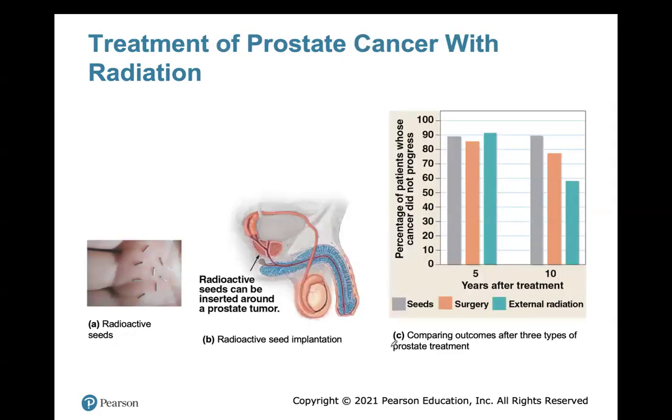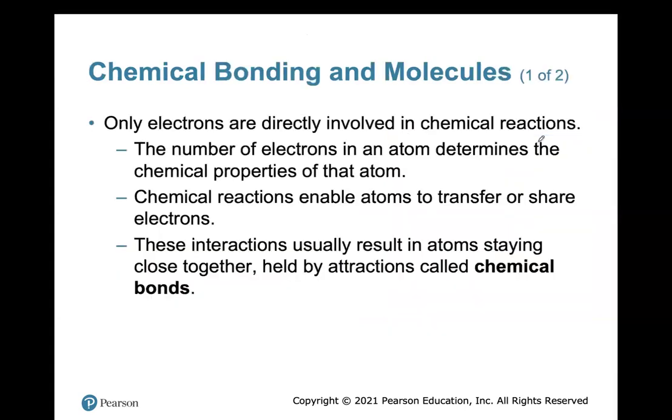So in radioactivity, radioactive seeds can be inserted around a prostate tumor to try to decrease the tumor of the prostate gland. And you can see years after treatment and the percentage of patients whose cancer did not progress. You can see the seeds, the surgery, and the external radiation, and how the seeds and external radiation have the highest. Even after 10 years of treatment, the cancer did not progress with those seeds. So pretty interesting ways of treating prostate cancer.